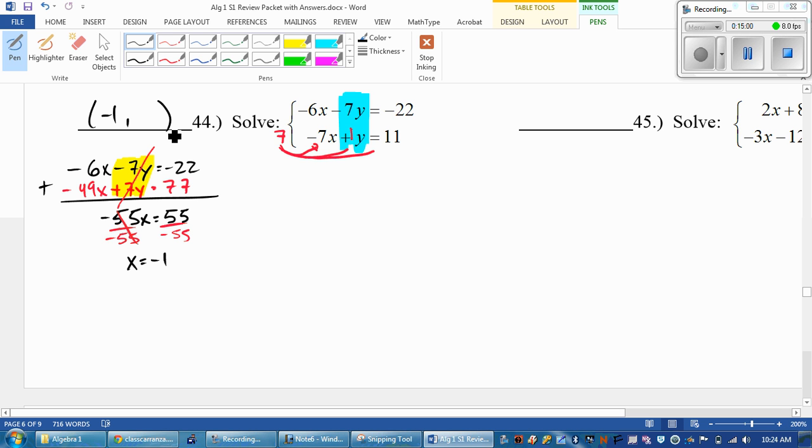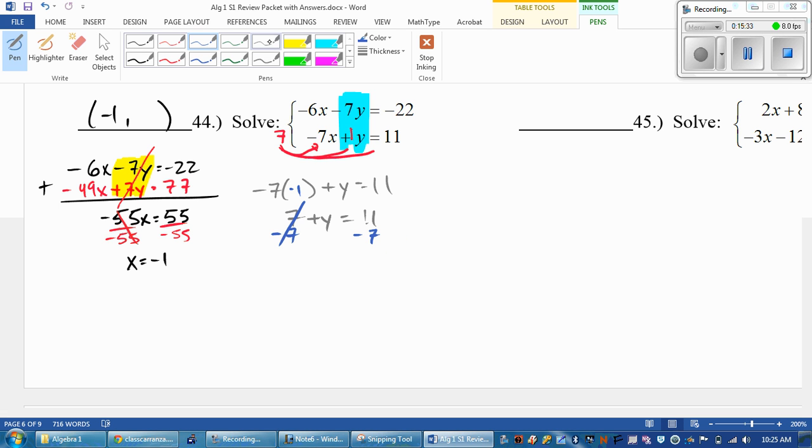Remember, I want to find out what y is. So we need to plug this back in. And you can plug it back into either equation. I'm going to plug it into the bottom one because I'm left with a positive 1y. And we're plugging in negative 1. So negative 7 times negative 1, we get 7 plus y equals 11. And then to get the y by itself, we're going to subtract 7 from both sides. And we get that y equals 4.